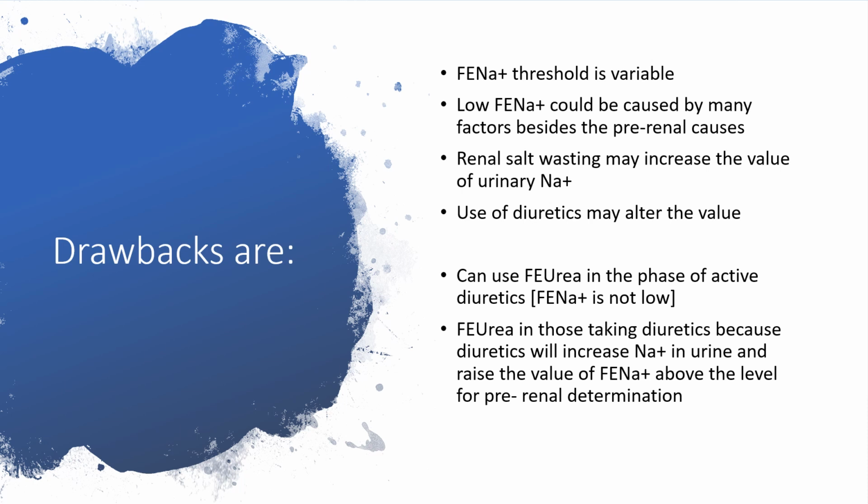Okay, so we use fractional excretion of urea in those taking diuretics because diuretics will increase sodium in urine, and that will raise the value of fractional excretion of sodium above the level that will make us determine pre-renal cause or causes of acute kidney injury.